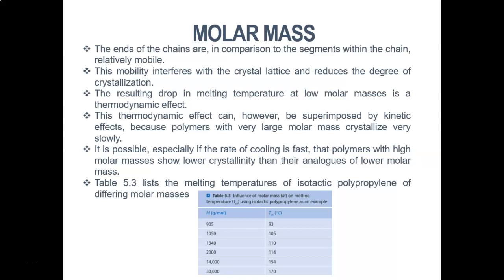This thermodynamic effect can, however, be superimposed by a kinetic effect, because polymers with very large molar mass will crystallize very slowly. It is possible, especially if the rate of cooling is fast, that polymers with high molar mass show lower crystallinity than their analogues of lower molar mass. Table 5.3 lists the melting temperature of isotactic polypropylene of different molar masses. You can see that the isotactic polypropylene with 3000 grams per mole molecular weight has the highest melting temperature.